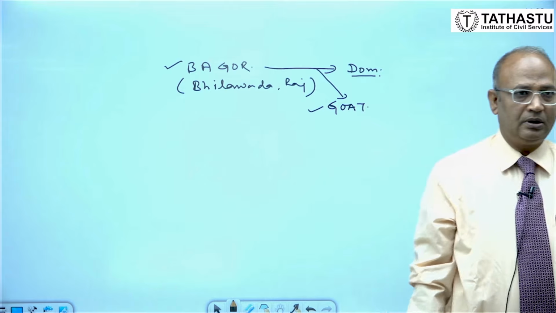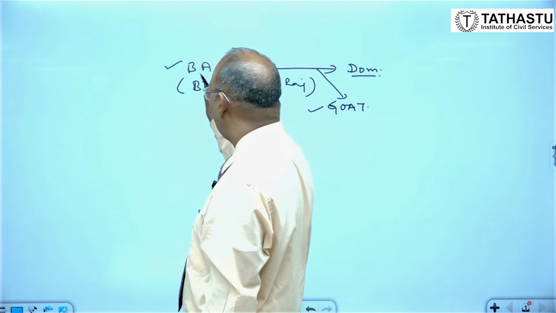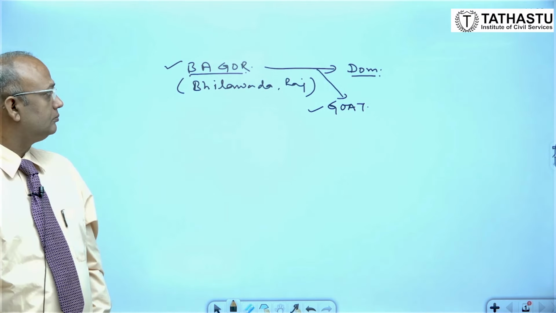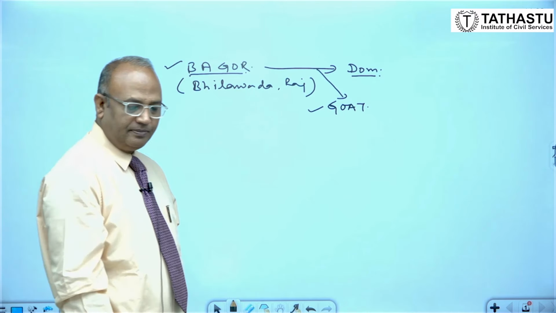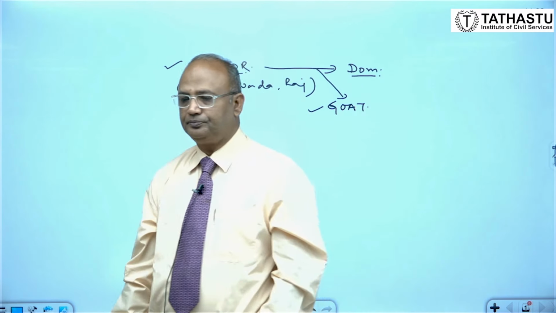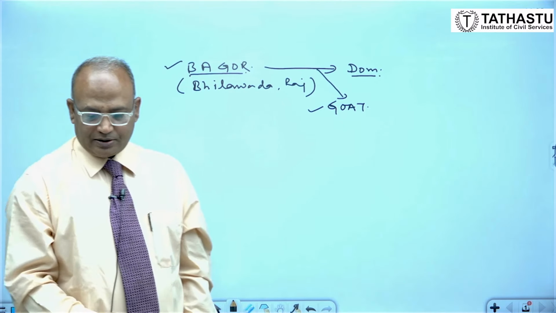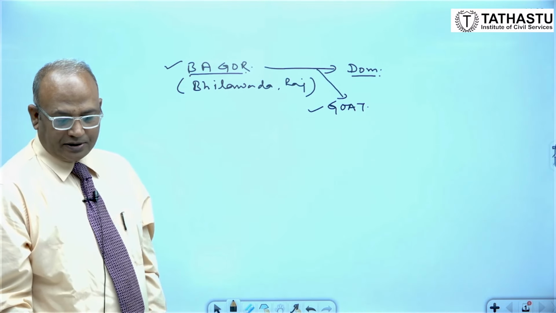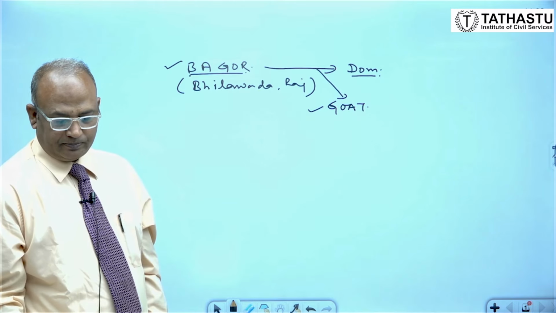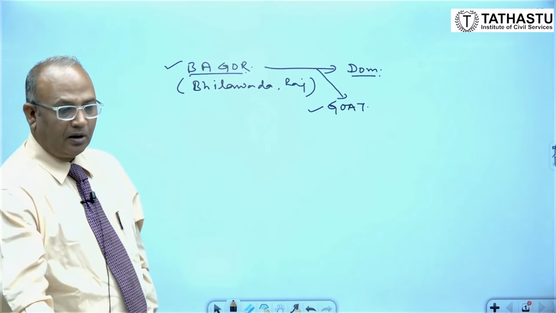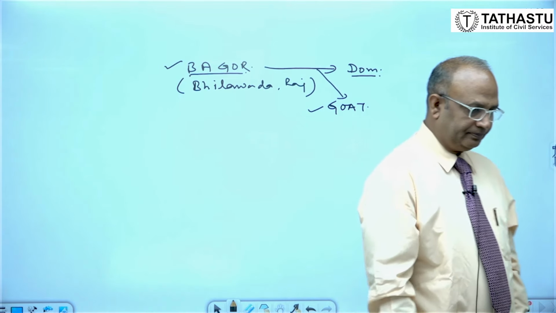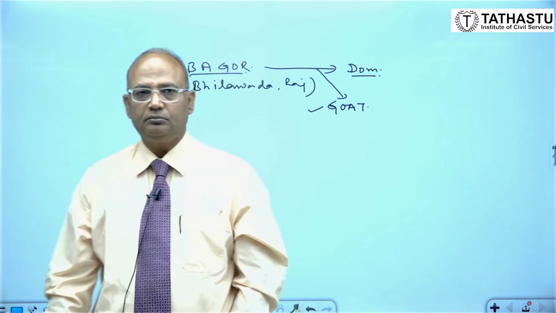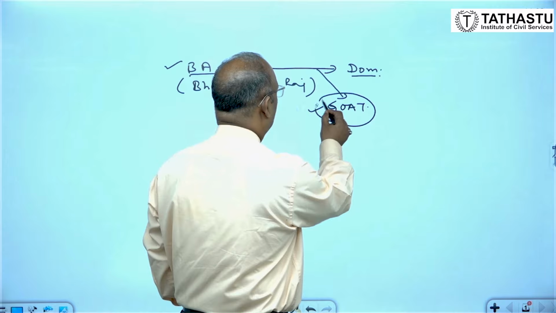Bagor, write down. Location, write down: Bhilwara district, Rajasthan. Evidence, write down: earliest evidence of domestication of animal. In bracket write down, which animal? Goat.